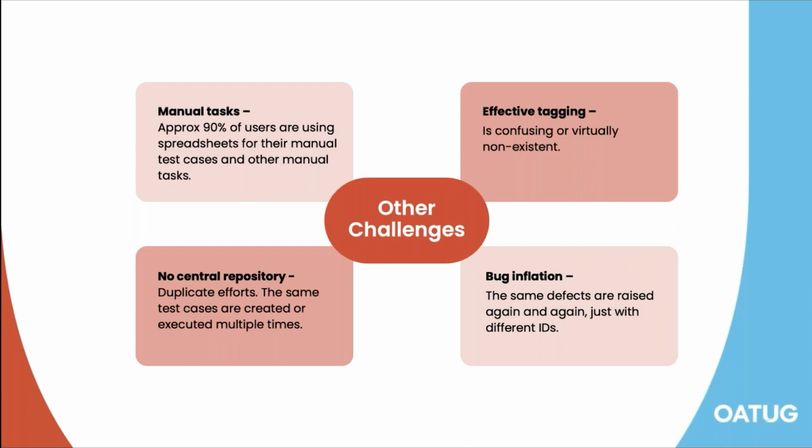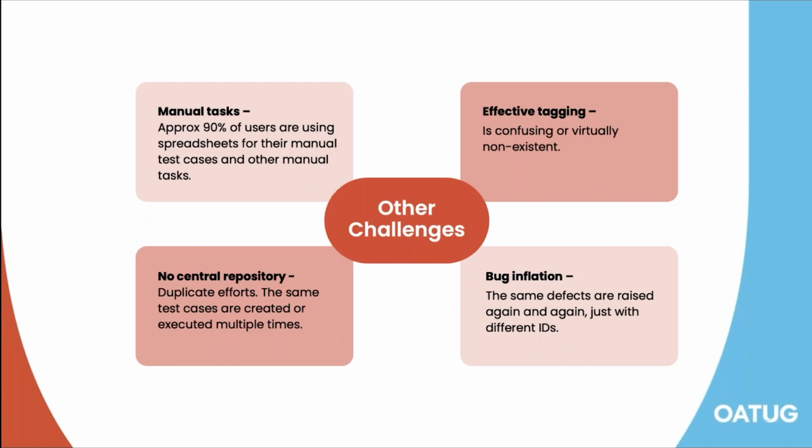Similarly, if there's bug inflation, there are bugs that are tracked. However, people are creating the same bugs again and again with a different ID, or maybe they're not linking them with the test cases. So instead of duplicating defects, they could just add another instance of a defect to its original. We see a lack of such features on the test management platforms that we come across.